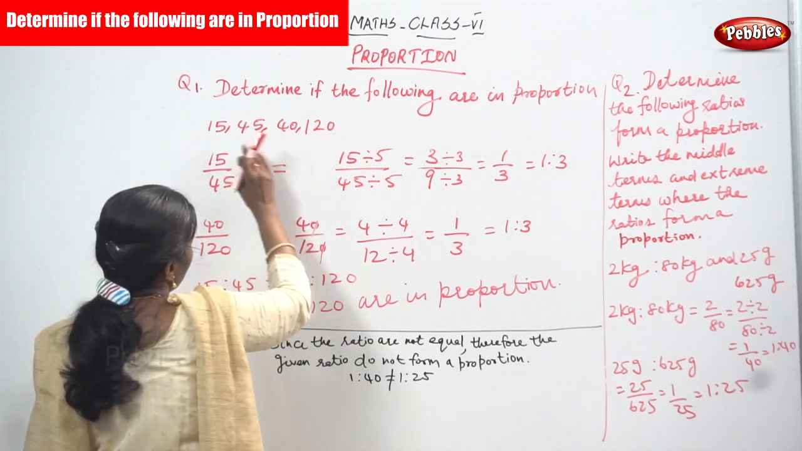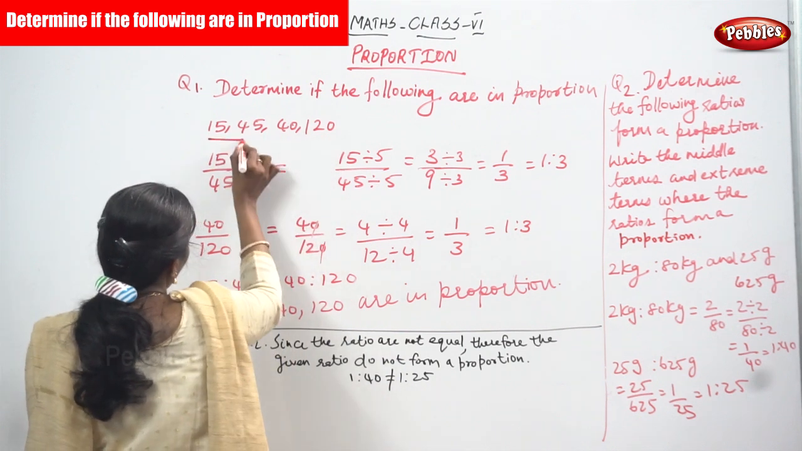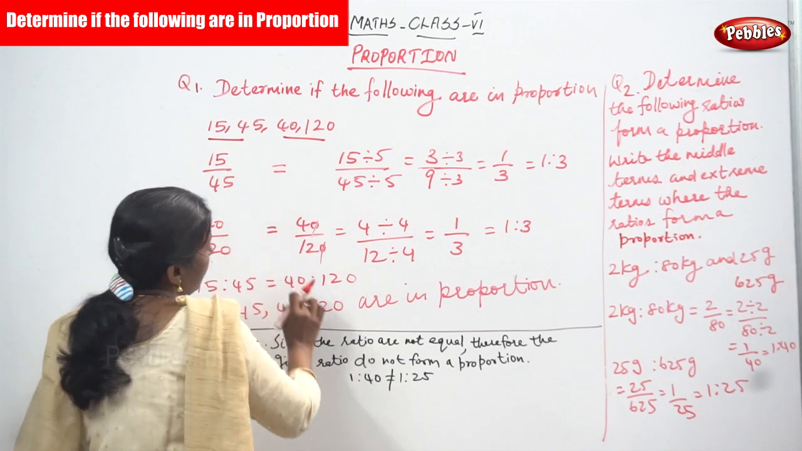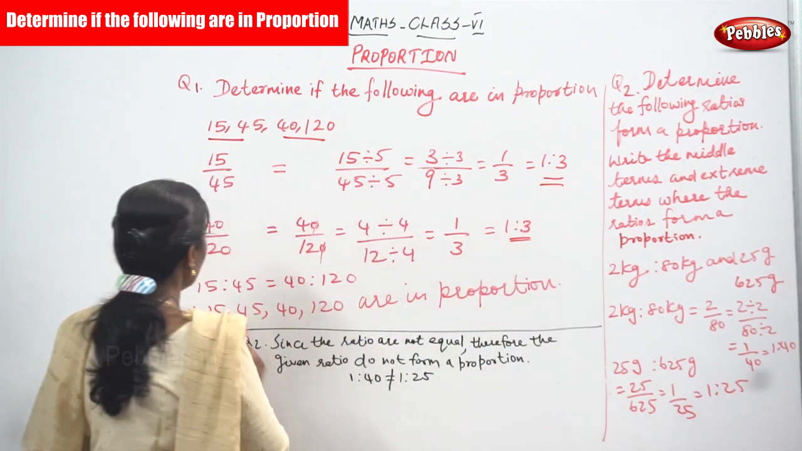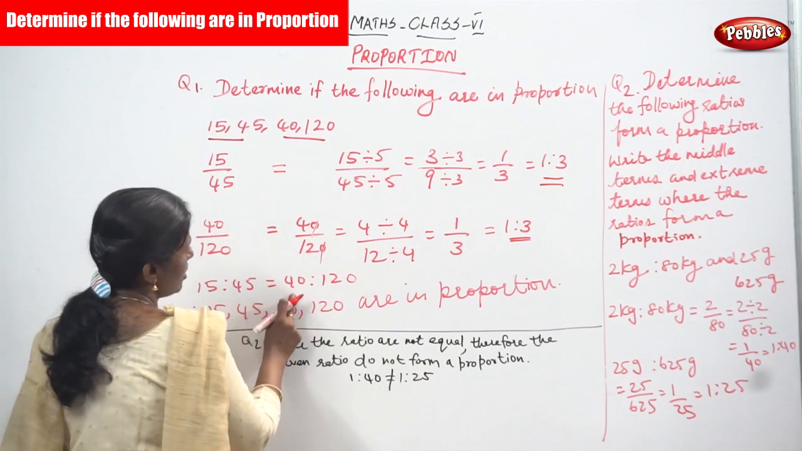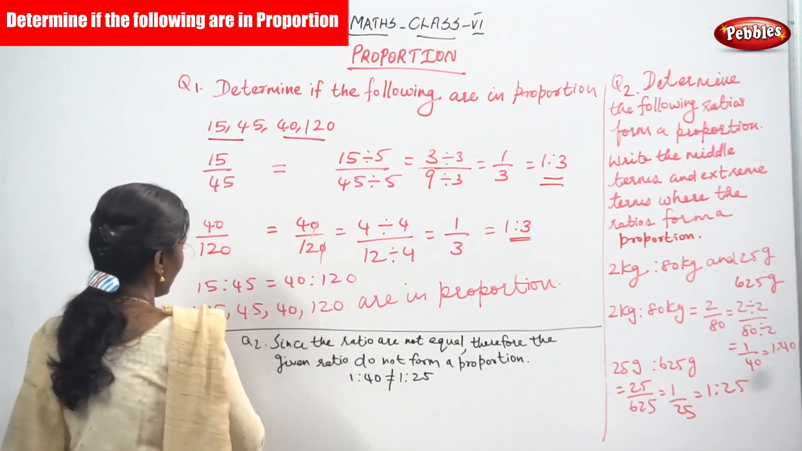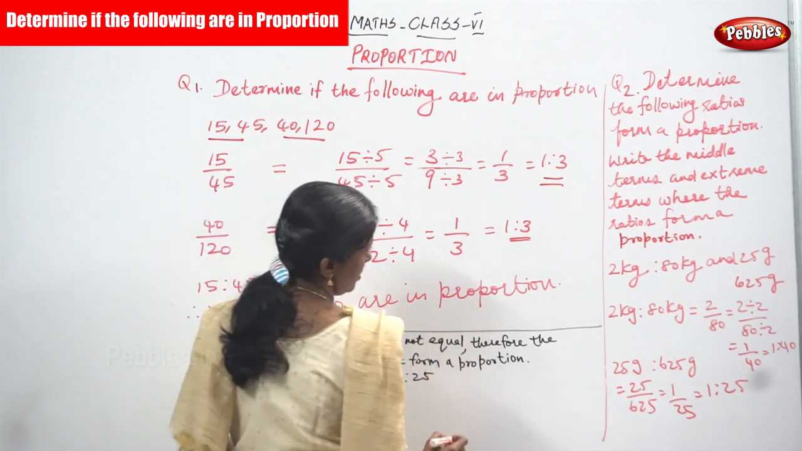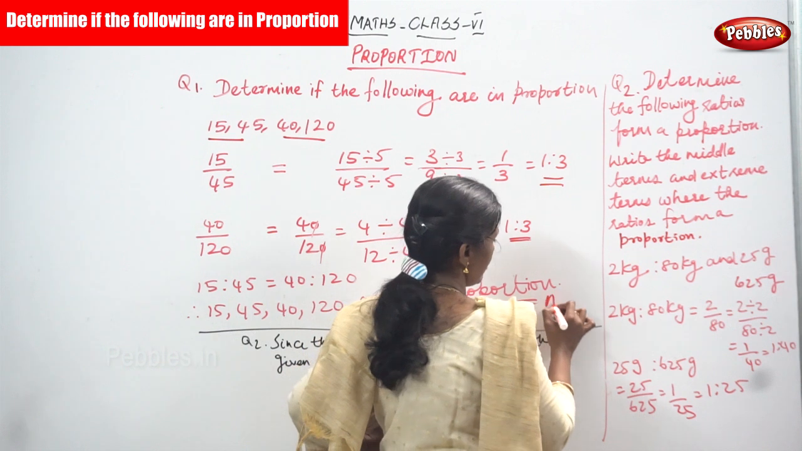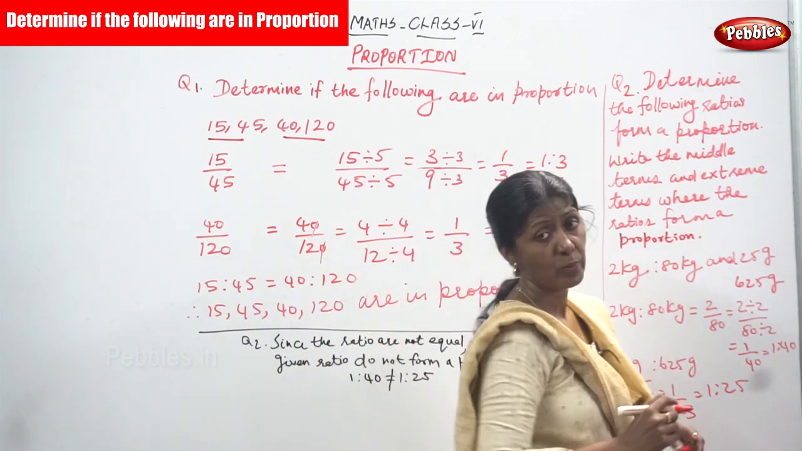This is one pair, and this is another pair. These two pairs get the same ratio. So 15 is to 45 is equal to 40 is to 120. Therefore 15 comma 45 and 40 comma 120 are in proportion. This is the right answer for the question. Now the second question.